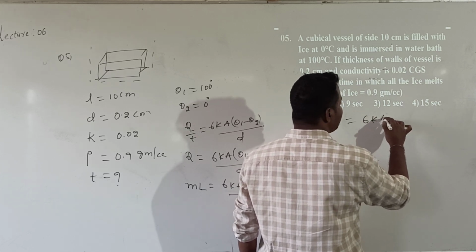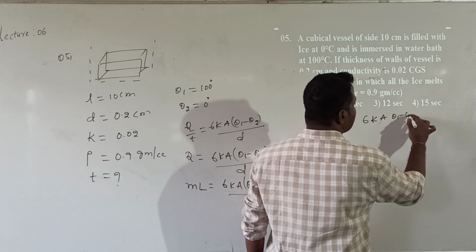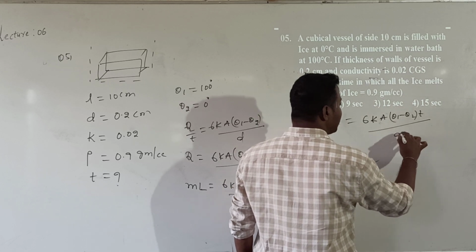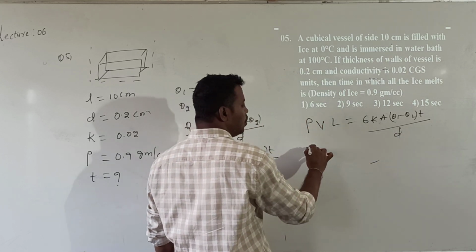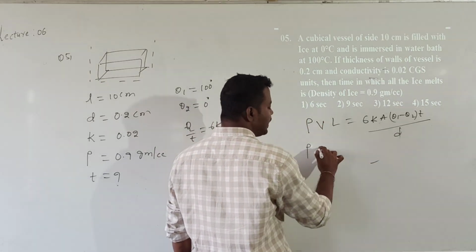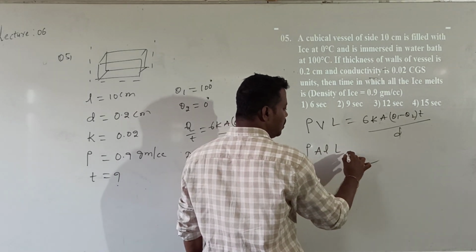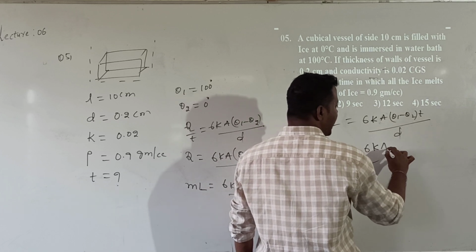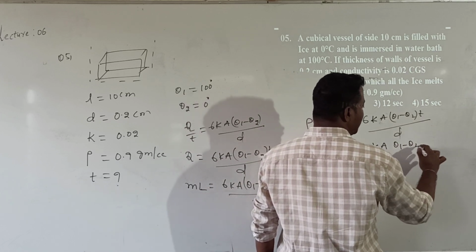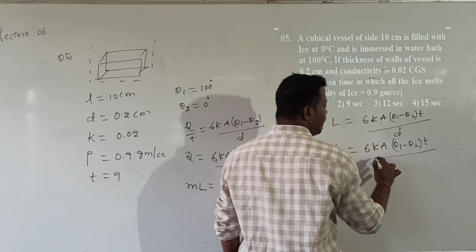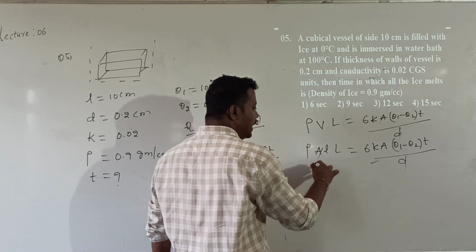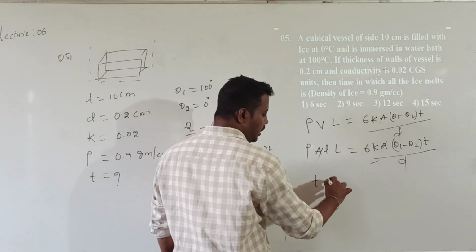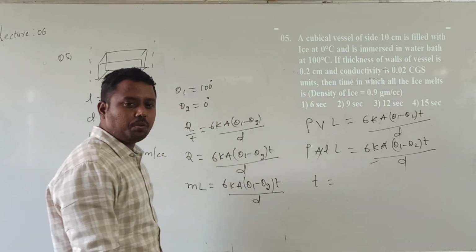Okay, 6 into K into E into theta 1 minus theta 2 into T divided by D. So again, rho volume can be written as area into length into L is equal to 6 into K into E into theta 1 minus theta 2 into T divided by D. Area value cancels. They are asking us to calculate what is the time taken for the total ice to melt.